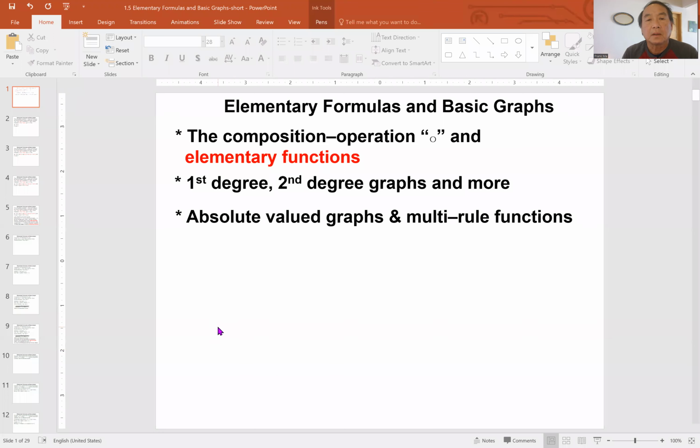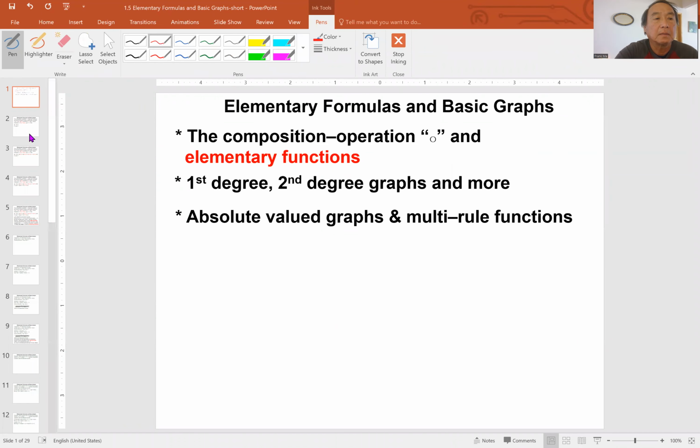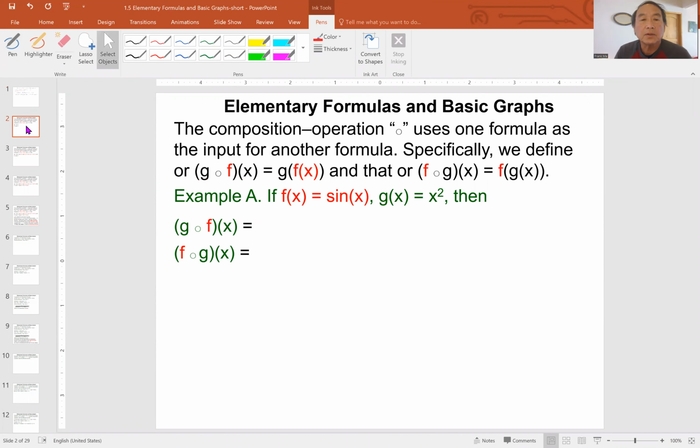In this section, we talk about the elementary functions, and then we review the basics about graphs. The composition operation of two functions is where we use one of them and plug it into the other. The notation is this: f of x is plugged into g, and in this case, g of x is plugged into f.